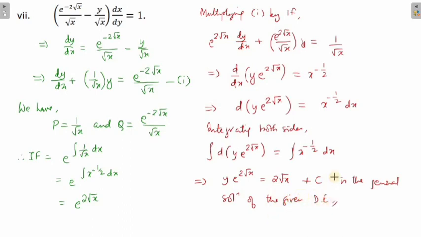Okay, so with this we close finding the general solution of a linear differential equation. In the next class we'll be learning how to find the particular solution of a linear differential equation. So with this we close for the day. Thank you very much.